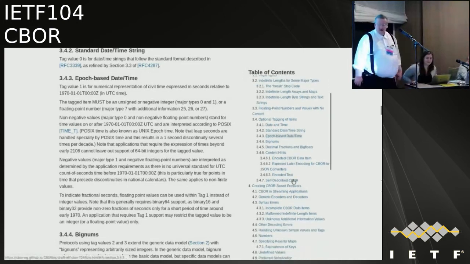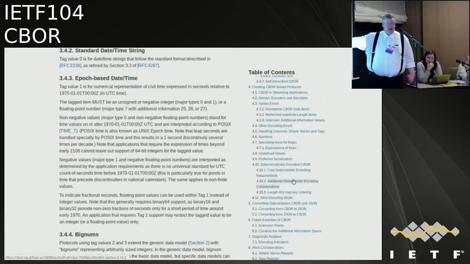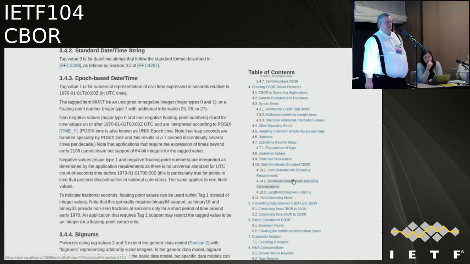Okay. Yeah. So we're getting rid of this strict decoding mode or reducing it to a paragraph somewhere, and then we have this deterministically encoded CBOR section here, and that's really part of the creating CBOR-based protocols section. Maybe we want to structure this slightly differently.